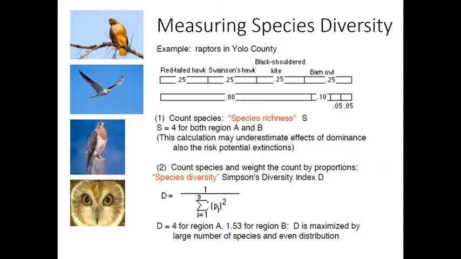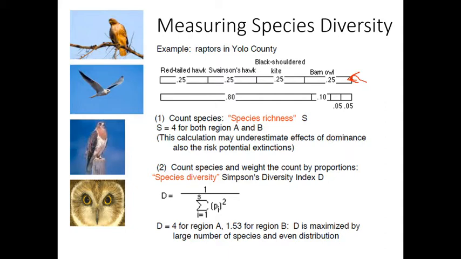Another way of measuring species diversity is called the Simpson's Diversity Index. And again, there are tons of these. I'm just giving you these 2 as examples, but we could assess the species diversity of raptors, or these predatory birds, in Yellowstone County. What we see in the top bar here, out of 100% of the species, red-tailed hawk, Swainson's hawk, black-shouldered kite, and barn owl, about a quarter of the total individuals in the community belong to each species.